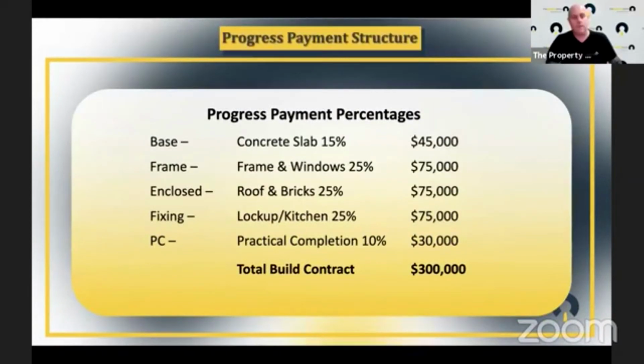So the next part is the actual construction. With this, you've normally got five separate payments to the builder. You'll have the base stage, which is the concrete slab, of course. That's normally around the 15% mark of the total building contract. Then you've got the frame, which is about 25%. And you'll see here on the right-hand side, what I've got is the rough cost for each percentage to get to that 300 mark at the bottom.